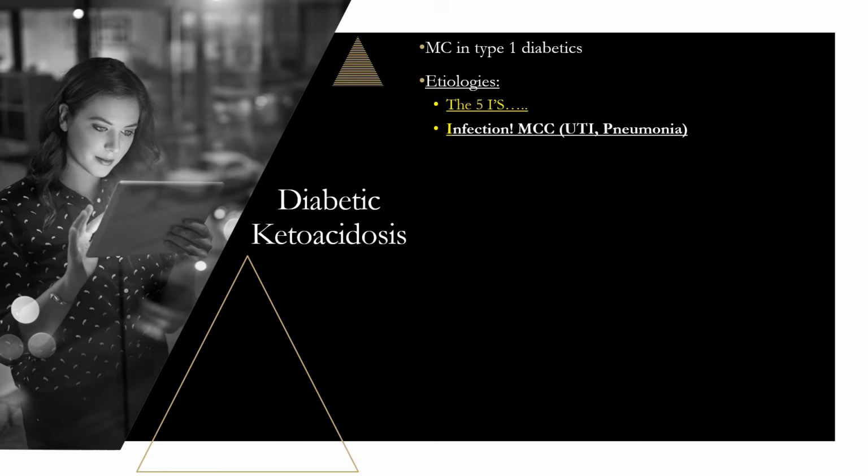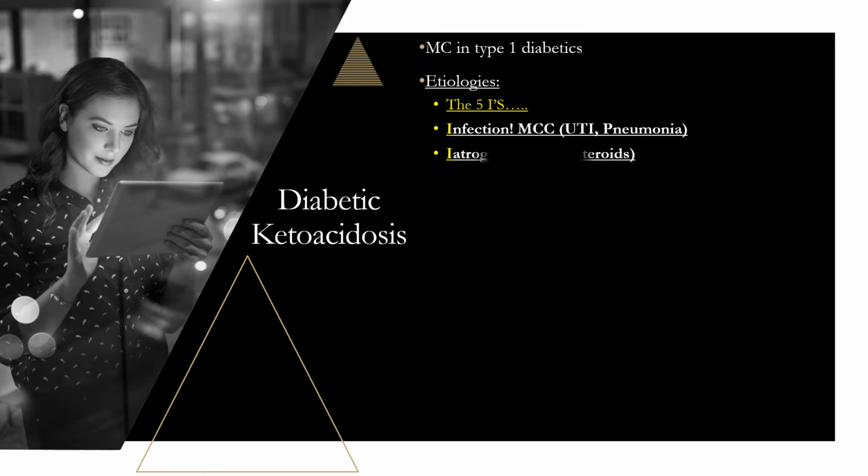So the 5 I's stand for, the first one is by far the most common. That's going to be infection. That's going to be a patient with a UTI, pneumonia. By far and away, the most common cause of diabetic ketoacidosis is going to be infection. So it's going to be a type 1 diabetic, comes in, they have pneumonia, they have a UTI, they have some other type of infection, a septic patient, and they're going to be presenting with DKA.